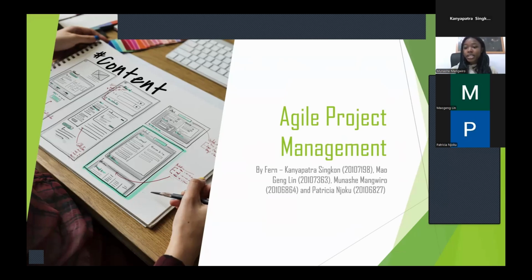We'll explore what Agile is and how it compares to traditional SDLC and the challenges organizations face while implementing Agile at scale.